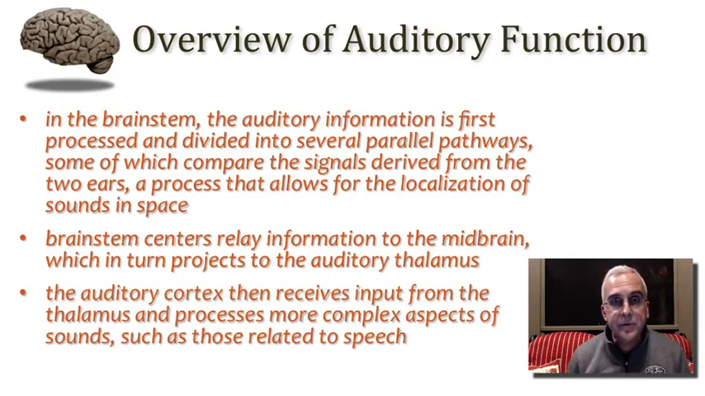The auditory thalamus in turn provides input to the cortical division that first receives information about sound, and that's our primary auditory cortex. It's found in the superior aspect of the temporal lobe. This auditory cortex receives this input from the thalamus and processes more complex aspects of sound, including those that are related to human speech and even music and other aspects of our culture that are based in the auditory modality.